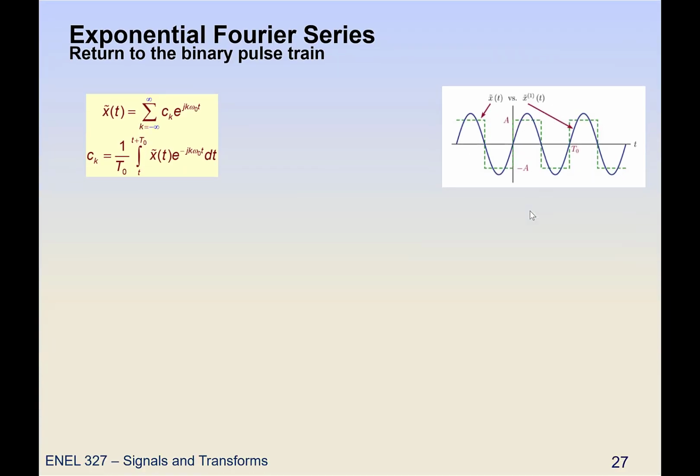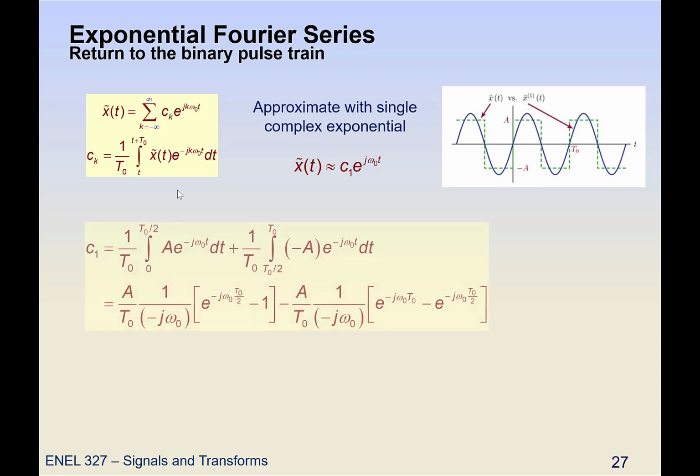So let's return to that binary pulse train and take a look at our exponential Fourier series and what the coefficients look like for successive approximations. So we're going to approximate with a single complex exponential. So we're going to take k equal to 1. We want to figure out what c1 is equal to. Well, we just follow what the integral tells us. So we write these expressions down.